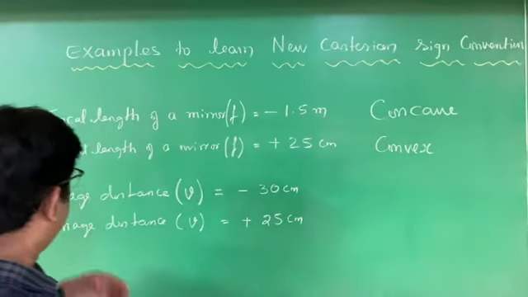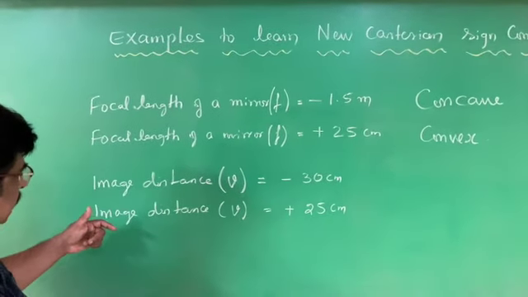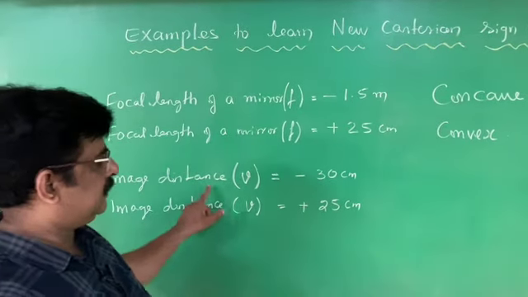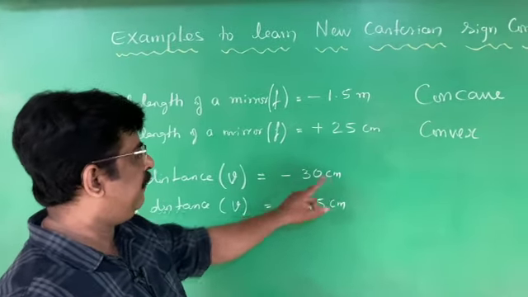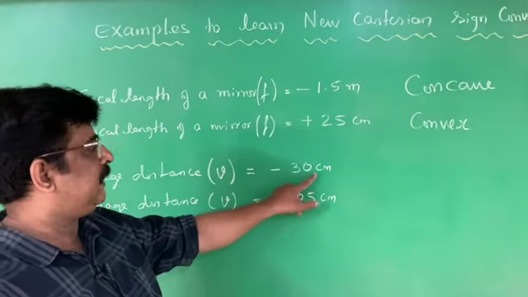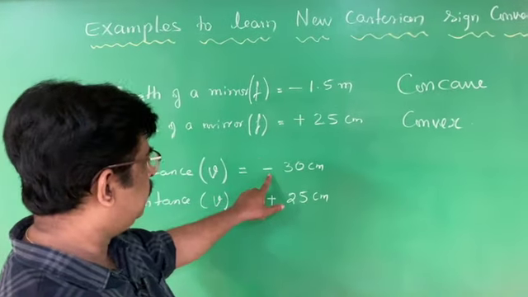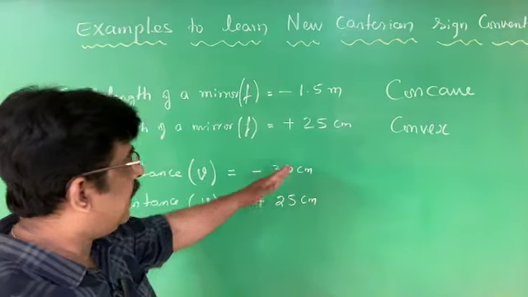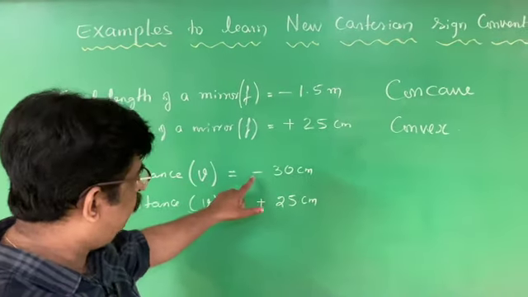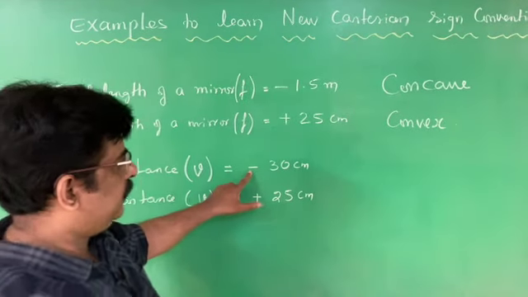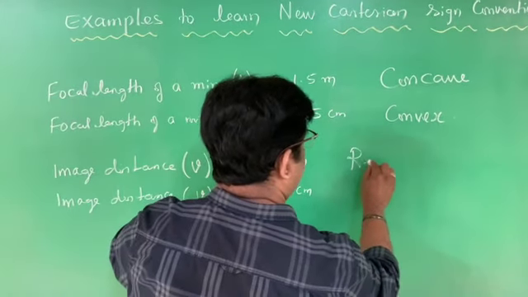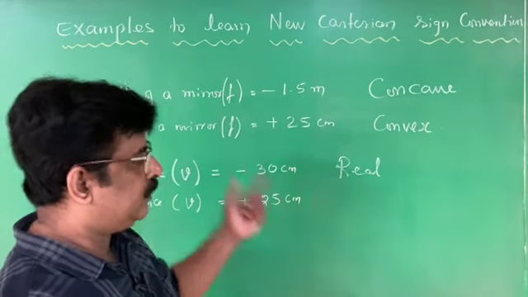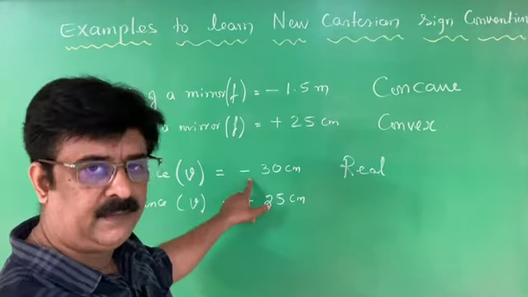Right. Now, the second example is regarding the image distance. Image distance is given as minus 30 centimeter. v is equal to minus 30 centimeter. Try to understand, this image is a real image. The image is formed on the left side of the graph. Therefore, it is minus. Therefore, this image is a real image. If the image is formed in front of a mirror, it is a real image, and you have to take the image distance as negative.